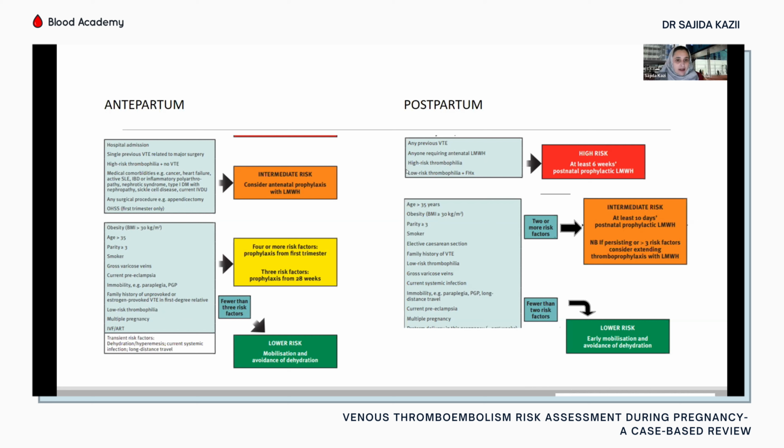Similarly, in the postpartum period, low risk thrombophilia and family history, and it is important to note this, is considered a high risk, and therefore at least 6 weeks of postnatal prophylaxis should be offered. For women, this is slightly different because family history, along with a low risk thrombophilia, would be considered by looking at other risk factors. And if there are less than 2 risk factors, again, even in the postpartum period, you would call it a lower risk of VTE.